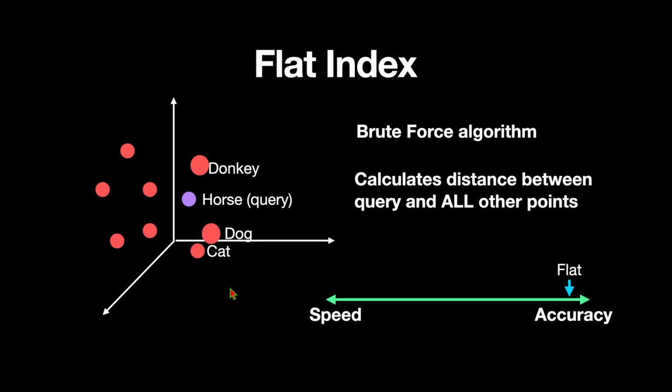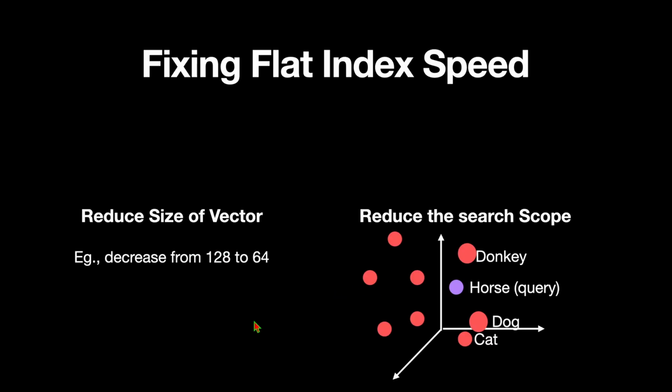But as we grow the database to millions and even billions of records, we need algorithms that slide the scale from accuracy to speed. And we need to consider speed in our algorithm. So there are two ways in which we can do it. One is to reduce the search scope, and the other is to reduce the size of the vector. For example, we can decrease the vector size from say 128 to 64. Once we reduce the vector size, all the computation that we do on the vector is going to be reduced because we are now dealing with fewer numbers.